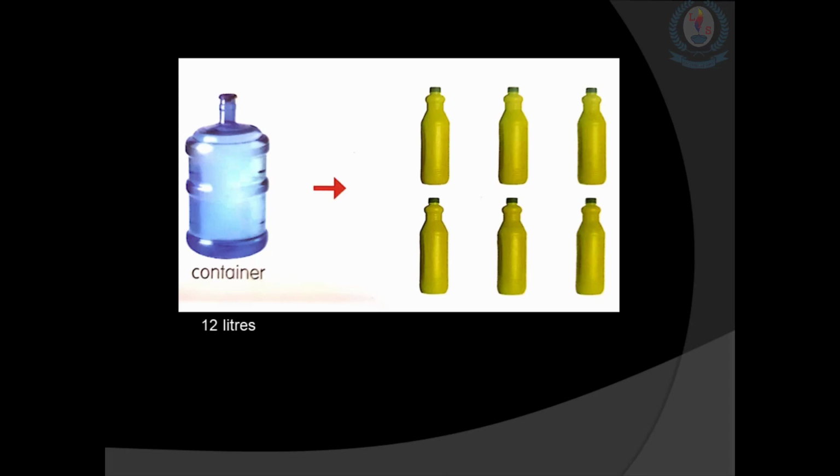Each means 1 bottle. We have to find the capacity of 1 bottle. It means the 12 liters is equally shared among these 6 bottles. Sharing equally means division. So let's divide to find the capacity of each bottle. 12 liters divided by 6. The capacity of each bottle is 2 liters.